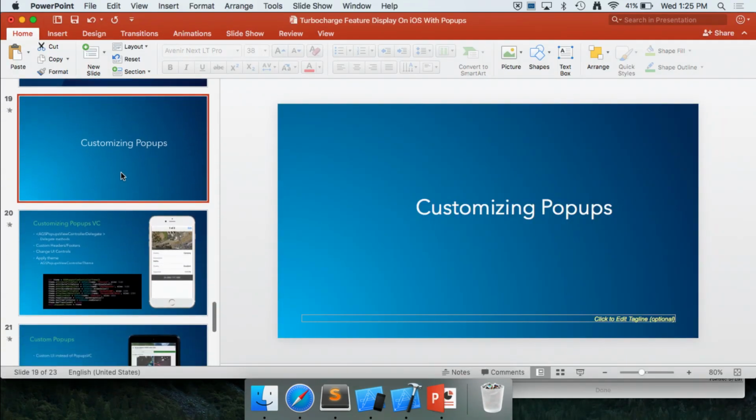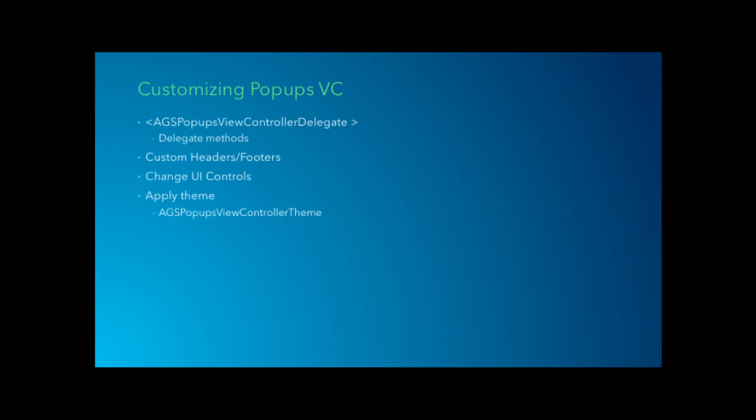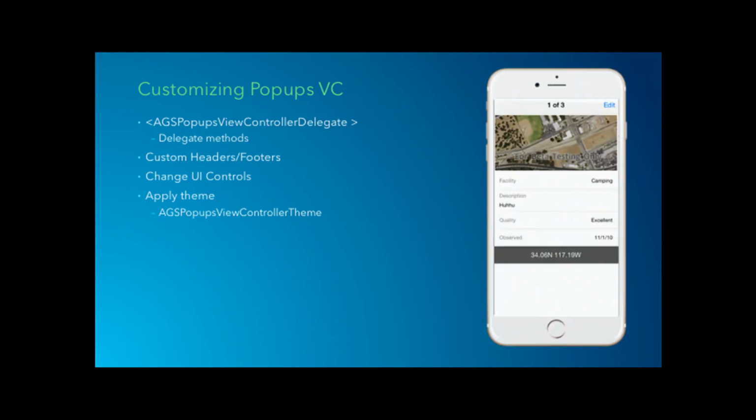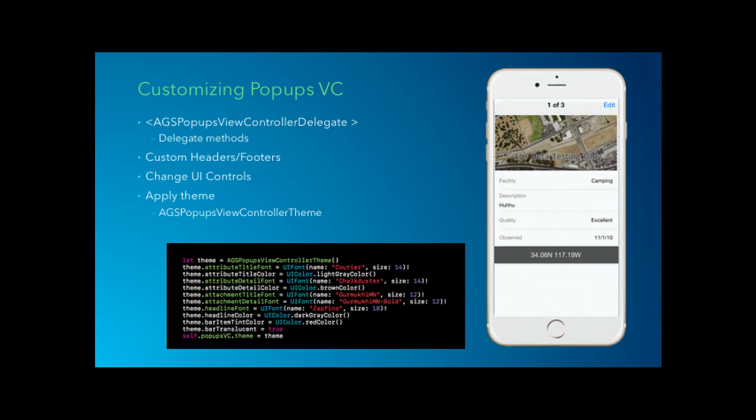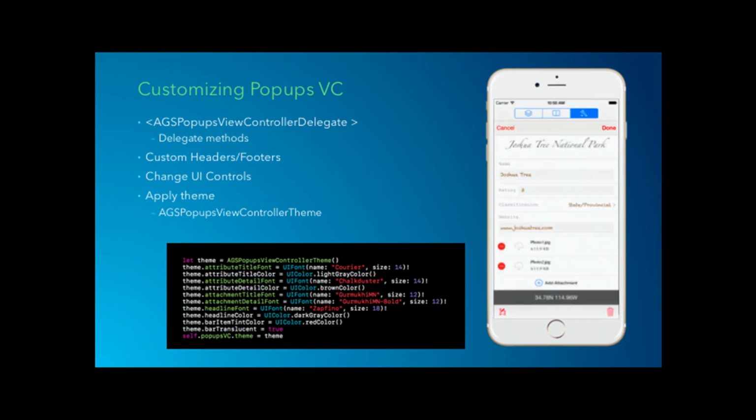I will very quickly go through the next section about customizing pop-ups. You can customize the existing pop-up view controller's look and feel. There are delegate methods that will allow you to set a custom view for header and footer. This screenshot has a map for a custom header and a label showing the coordinates for the custom footer. You can also change the UI controls for the pop-ups view controller, or you can define a whole new theme.